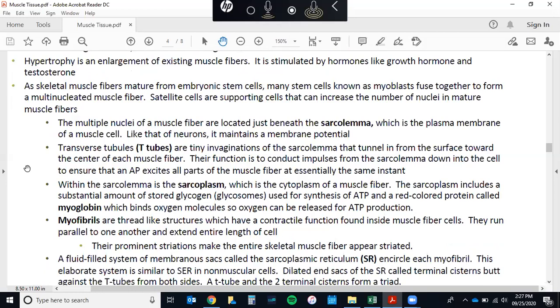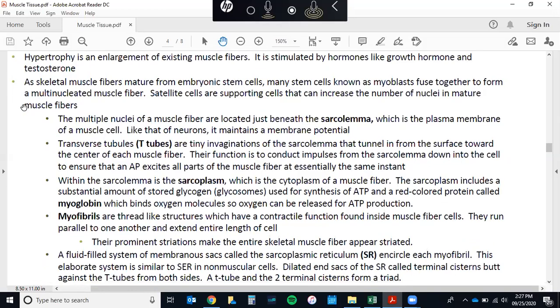Men produce more testosterone than women, which typically explains why men have bigger muscles. People take growth hormone and testosterone synthetically to promote hypertrophy. A lot of bodybuilders, or people like that who want big muscles, would do those types of things.